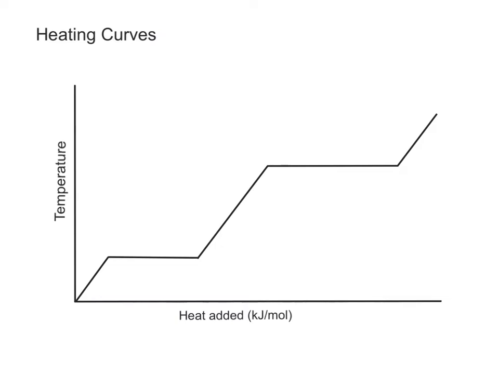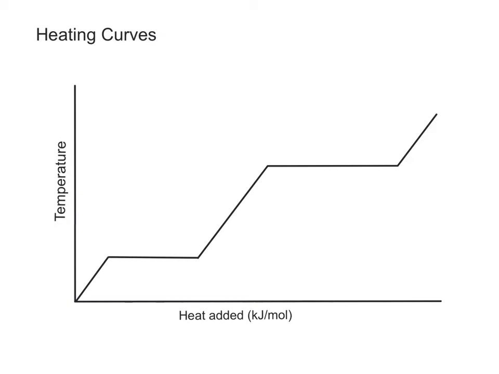As you are increasing along the x-axis here, more and more heat is being added. And as you see, as more heat is added to the system, the temperature of the overall system increases. Every compound has its own specific heating curve, and it will absolutely depend on the melting point and the boiling point of each of those compounds.